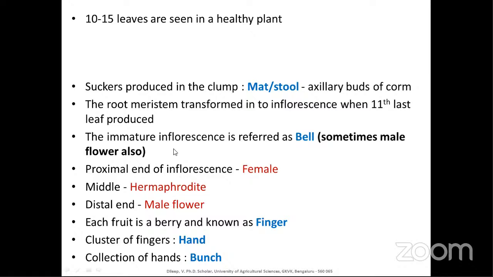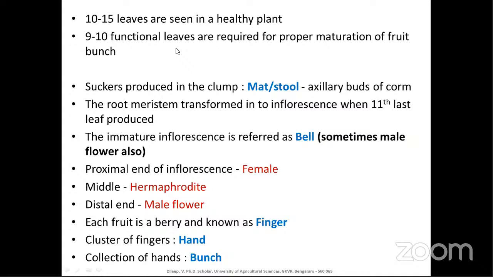So I think there is some problem in the animation, okay? So 10 to 15 leaves are seen in a healthy plant, okay? Normally in a duration crop, healthy grown cultivated plants, 10 to 15 leaves are seen, and 9 to 10 functional leaves are required to form a bunch, okay? So this is very important, because the amount of photosynthates required to produce a bunch has to be supplied by 9 to 10 functional leaves, okay? This is one of the important things.